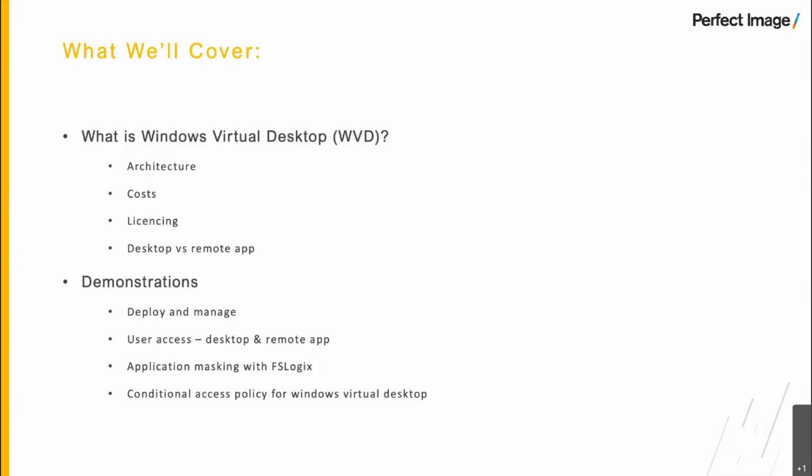So what we're going to cover today is, what is Windows Virtual Desktop? Its architecture, the costs, the licensing, desktop versus remote app. Remote app can often be referred to as published applications. And then we're going to go into the demonstrations: deploying and managing the user access. Again, this is the desktop and remote app, but on various devices. Application masking and conditional access policies. The conditional access is around securing the access to Windows Virtual Desktop. Please ask any questions as we go, as I'll be checking throughout the session.